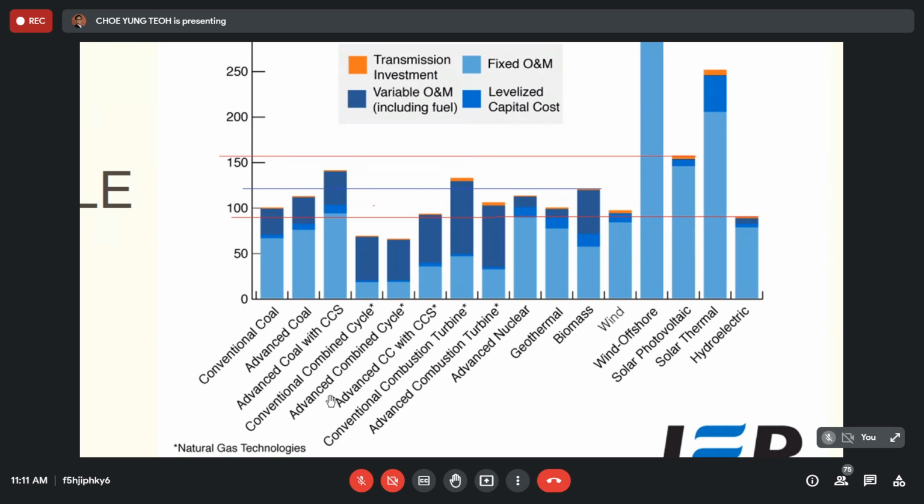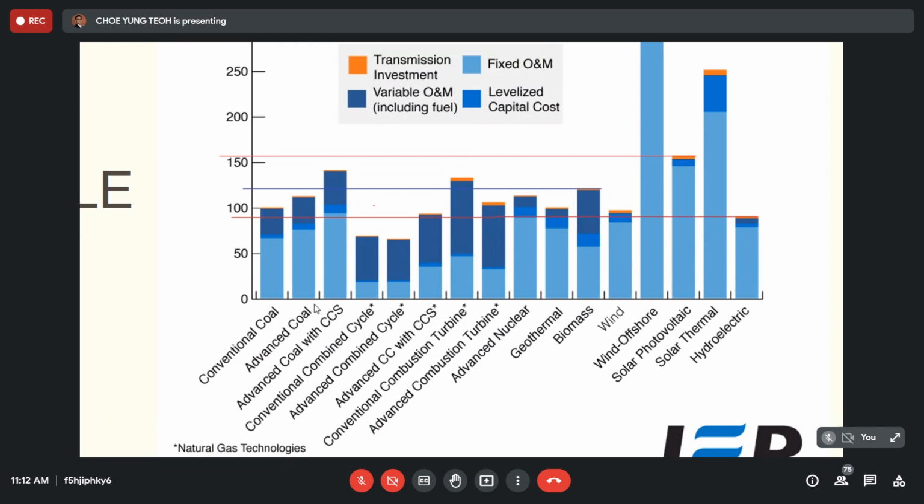And then we look at the conventional combined cycle. Okay, you can see that all those with the star are actually natural gas technology. The first three use coal as a fuel, and then the next part uses gas. These are the two main fossil fuels used for power generation. Okay, remember we don't use oil so much because oil is expensive. Normally we use it on moving vehicles only.